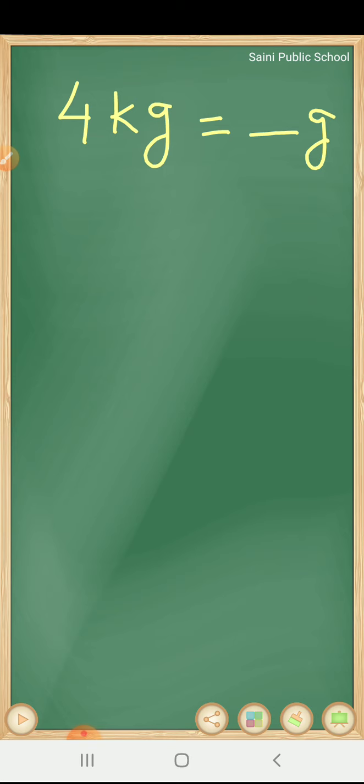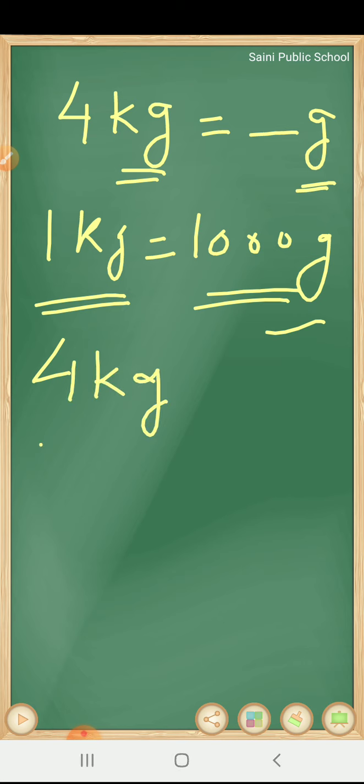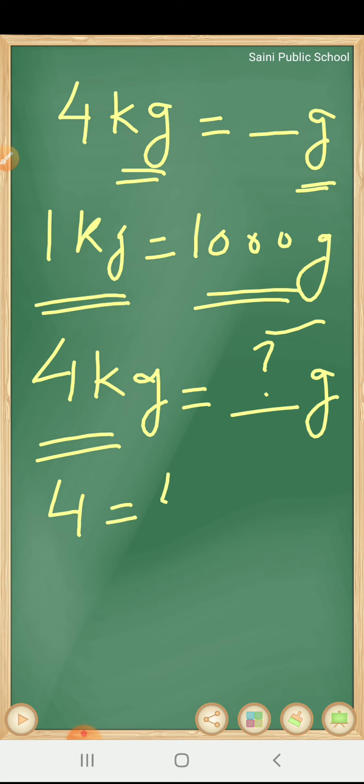For this we know that 1 kilogram is equal to 1000 gram. Here are two units, kilogram and gram, so we will write the relation between these two units. 1 kilogram is equal to 1000 gram. For converting 4 kilogram, 4 kilogram is equal to how much gram? We will multiply 4 by 1000.